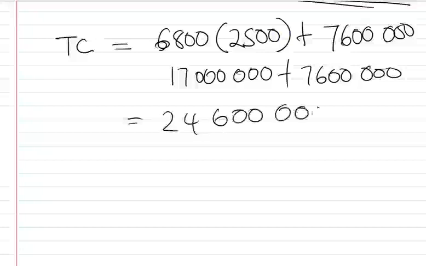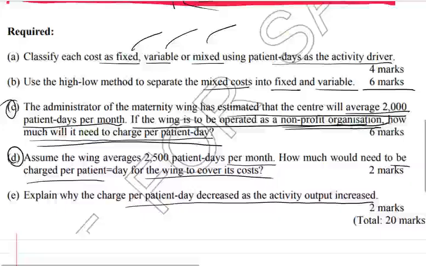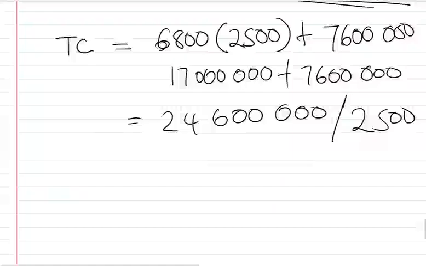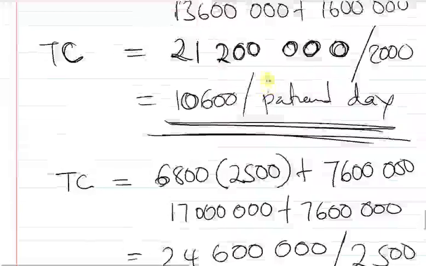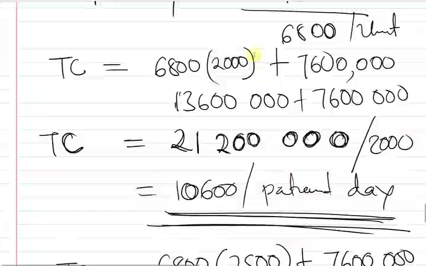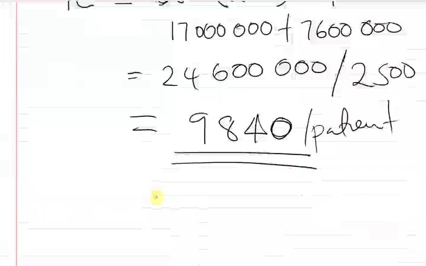So let us check how much they have to charge per patient day. We'll divide by the patient days that were estimated, which is 2.5, right? So dividing by 2.5, they'll have to charge 9,840. So with 2,000 patient days, they're charging 10,600, while here they're charging 9,840 per patient day. Have you noticed that the charge has gone down?